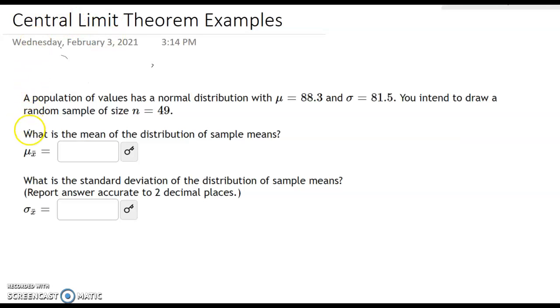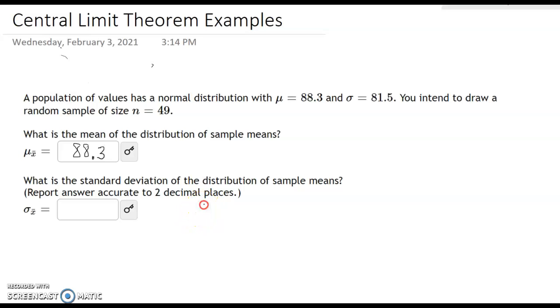So this would be 88.3, just like our mean in the population. The next question is, what is the standard deviation of the distribution of sample means? Well, that we have to adjust a little bit.